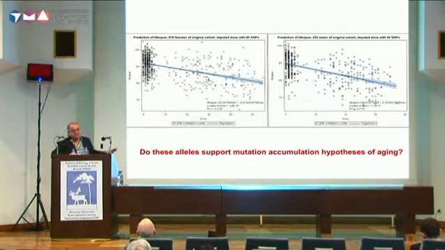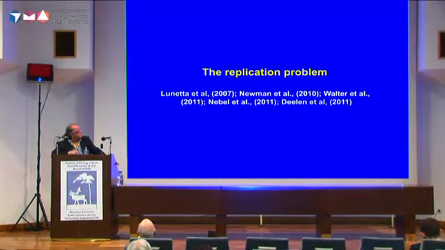Longevity genes. So these genes reduce life span, and these genes confirm a possibility of evolution hypothesis on mutational accumulation.